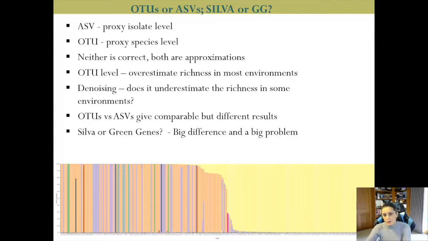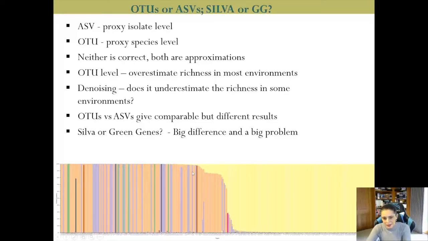OTU will overestimate richness, and denoising, which is a method for dealing with microbiota data, can often underestimate richness in some environments. So the OTU tables and ASV tables that you see in the latest papers, as we're switching from OTUs to ASVs, give comparable but still different results. And here is an example. In this table, each bar is a different pure isolate. We took a pure strain that we isolated from chicken guts in this case, and we sequenced it. And this is ASV denoised data.